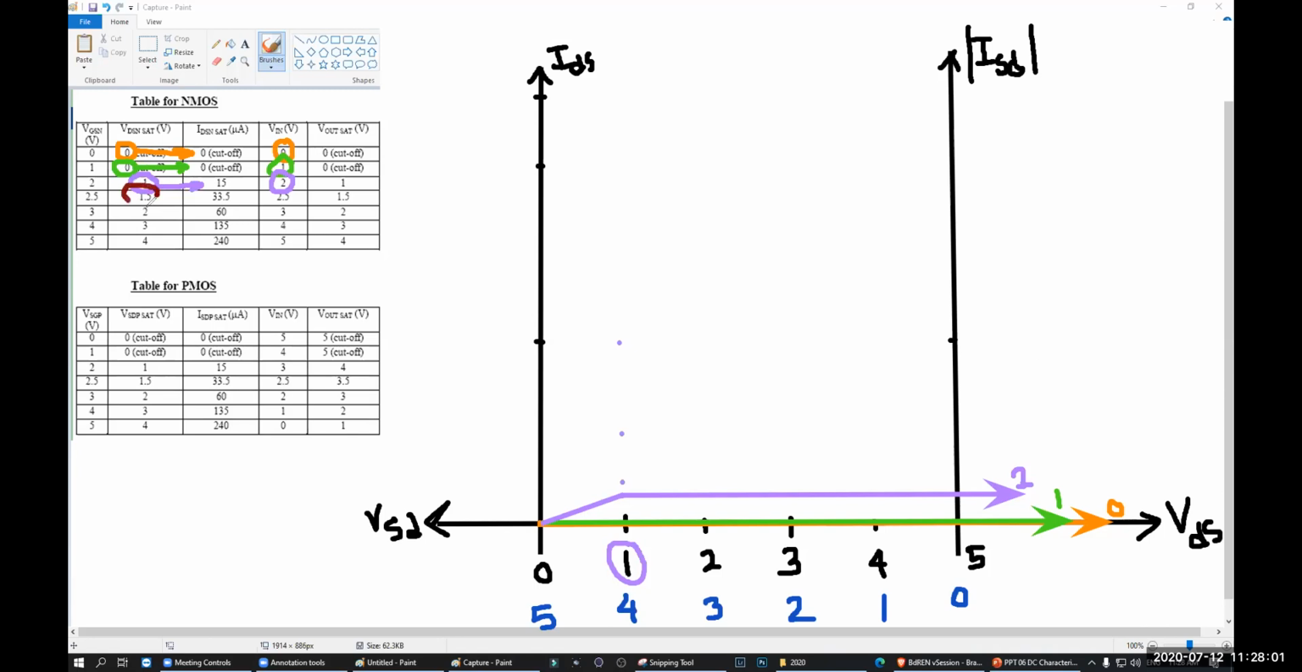Next value is 1.5. For 1.5, what is your current? 33.5, right? So what is 1.5? This is 1, this is 2. In between, you will have 1.5. Here, you will have 1.5, right? At this place, you have 1.5. So you need 33.5 current. This is 100. This is 50. This is 25. This should be 33.5 at this one. So I'm going to draw my arrow here.